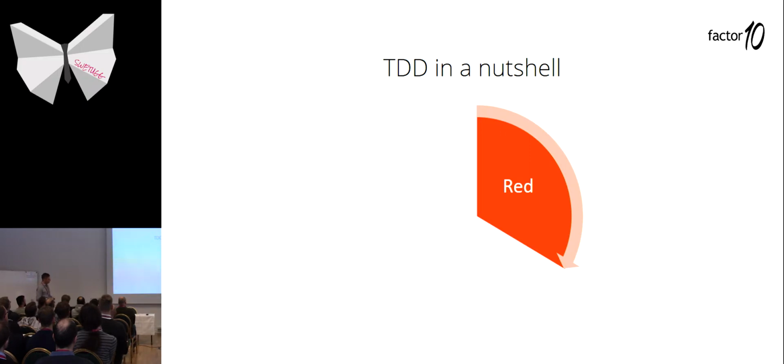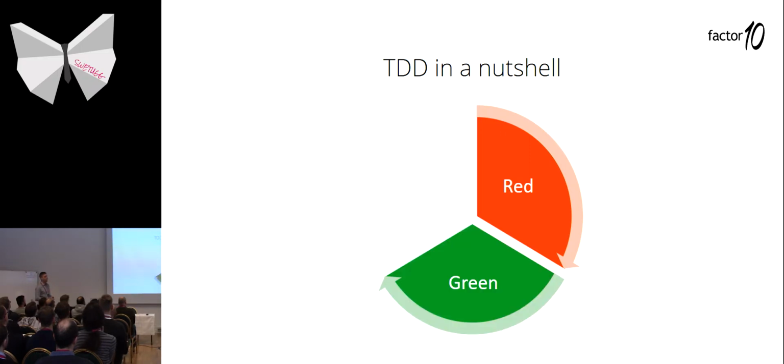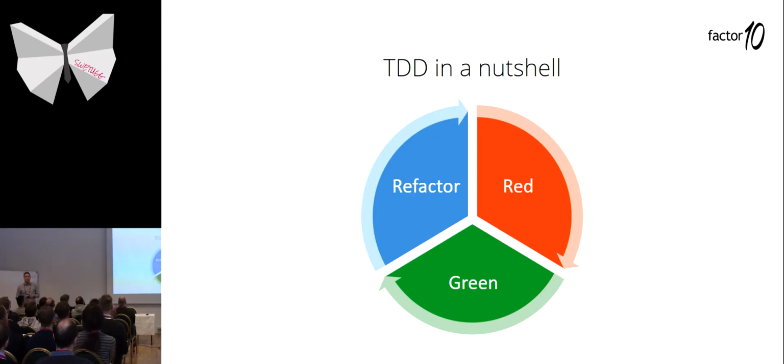So it must be red, and then you write some code, so the test goes green, and then you look at that code and you improve it so that it becomes nice and clean. And then you go on to the next red test, and green, and you refactor, and so on, until you're done. It looks really simple, right? There are a lot of other things to think about.